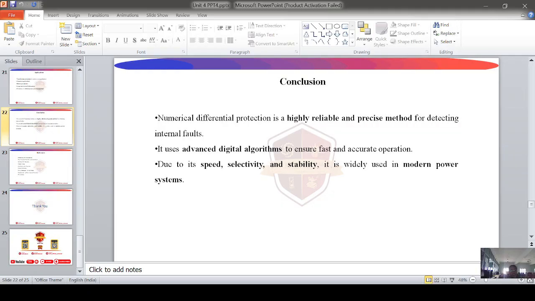Conclusion of this presentation: numerical protection is fast, reliable, and accurate. It uses advanced digital algorithms to ensure fast and accurate operation. Due to its speed, selectivity, and stability, it is widely used in modern power systems.